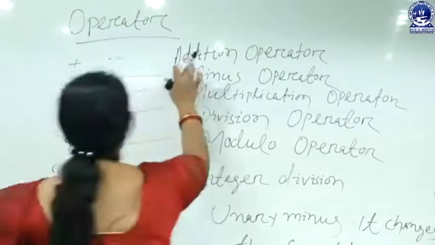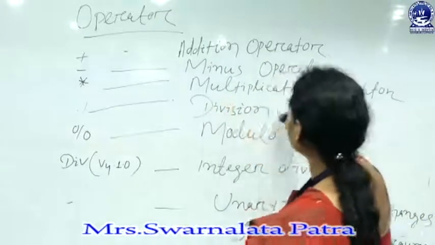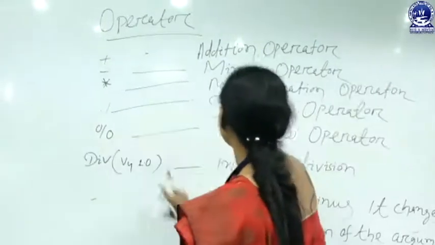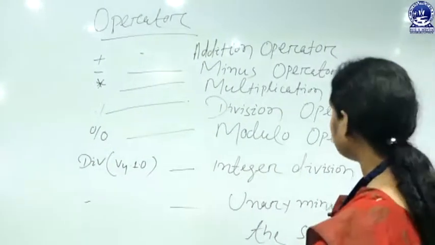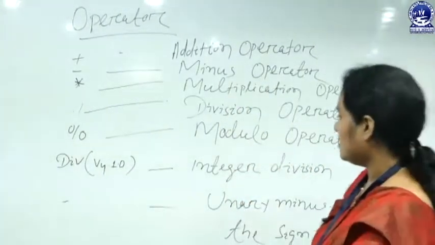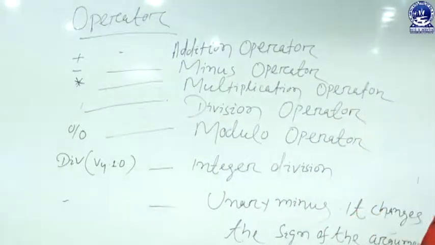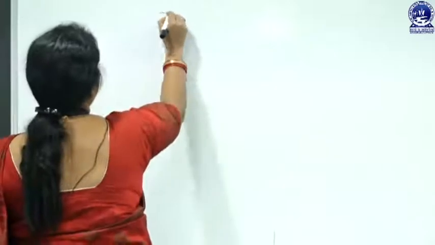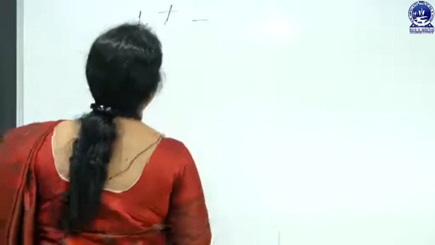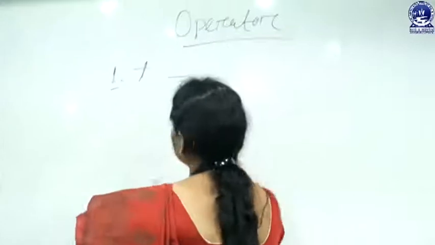Plus indicates the addition operator, minus the subtraction operator, star the multiplication operator, slash the division operator, and modulo the modulus operator. DIV is for integer division, and this symbol is unary minus. It changes the sign of the argument. The operator plus helps to add two numbers.